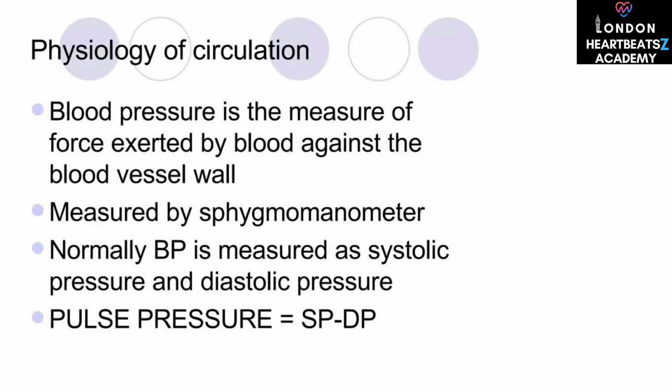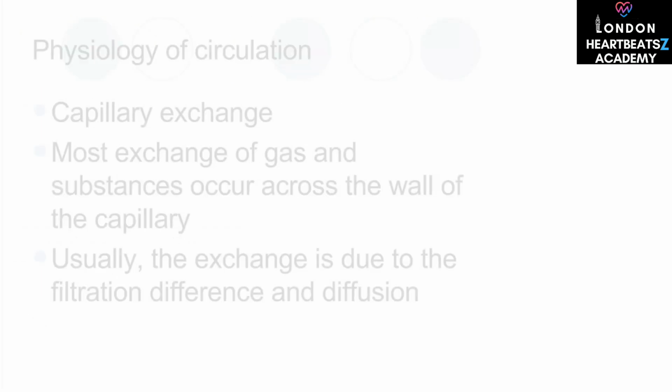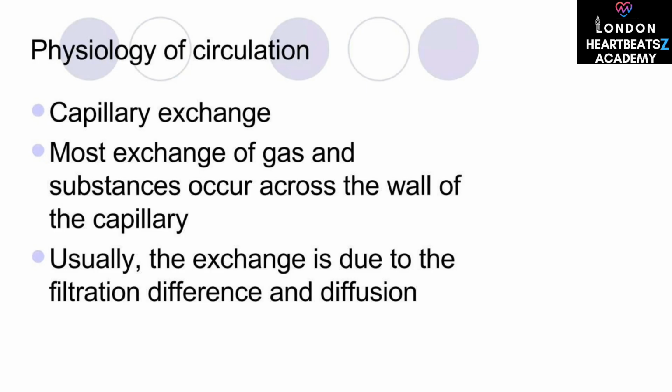Blood pressure is the force exerted by blood against the vessel wall, measured by a sphygmomanometer. It's normally represented as systolic pressure and diastolic pressure. Pulse pressure is the difference between the two. Most exchange of gases and substances occurs through the capillary wall. This capillary exchange is primarily driven by filtration difference and diffusion.